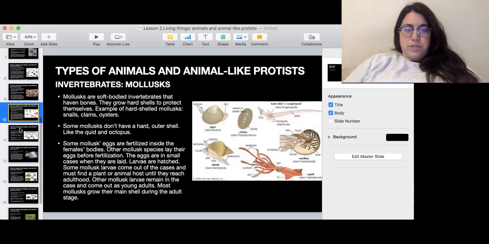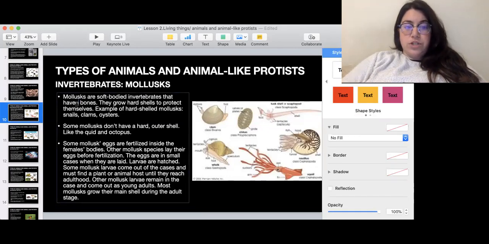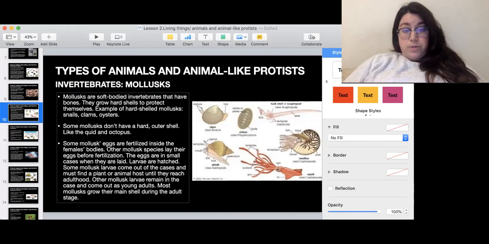And then we have mollusks. Mollusks are soft-bodied invertebrates that have bones or a shell. They grow a hard shell to protect themselves. And we have some examples: snails, for example, clams, oysters. Some mollusks don't have a hard outer shell, for example, the squid or the octopus, okay?